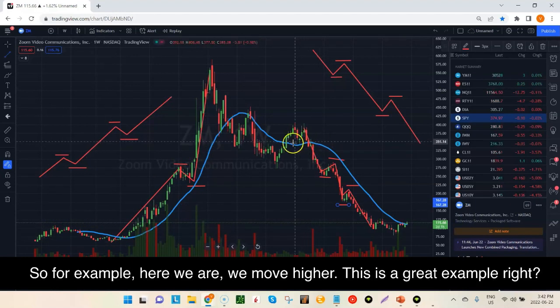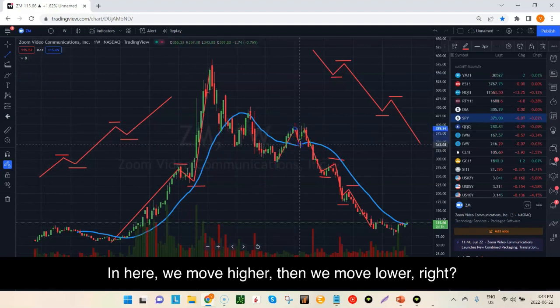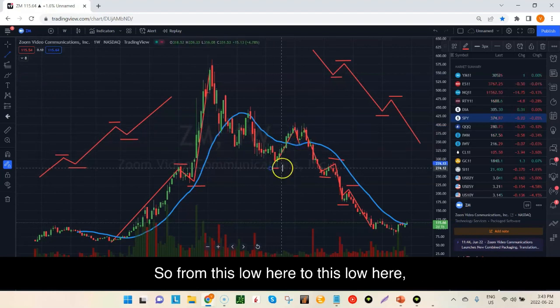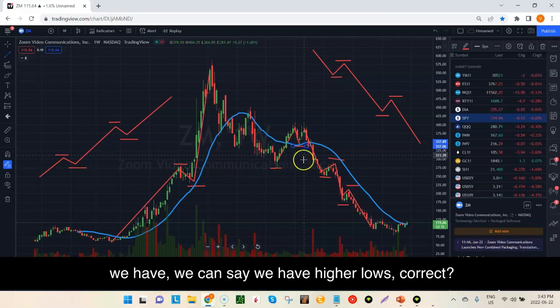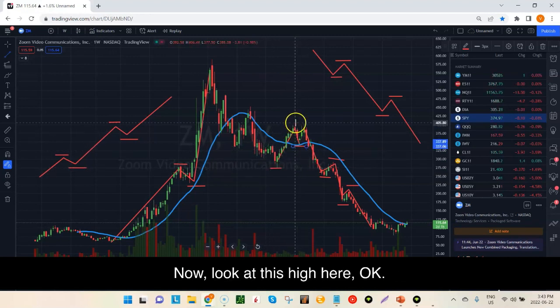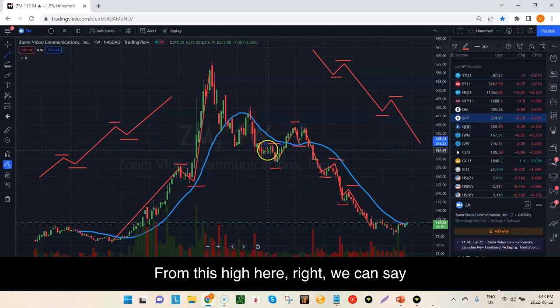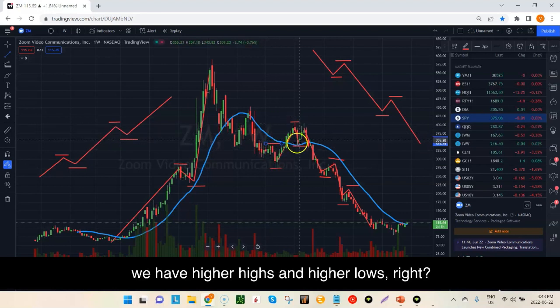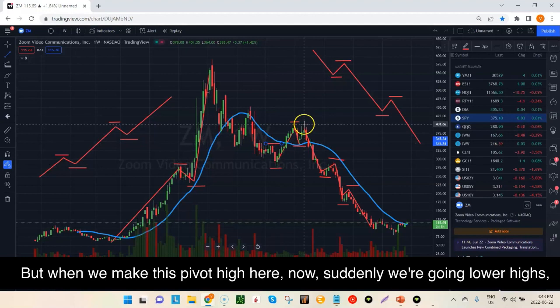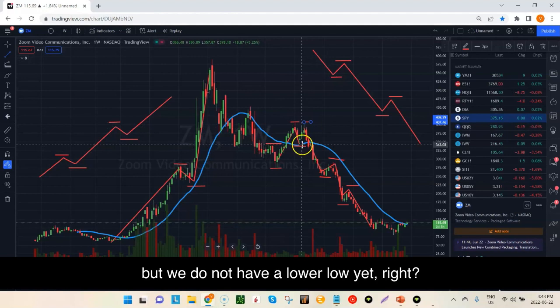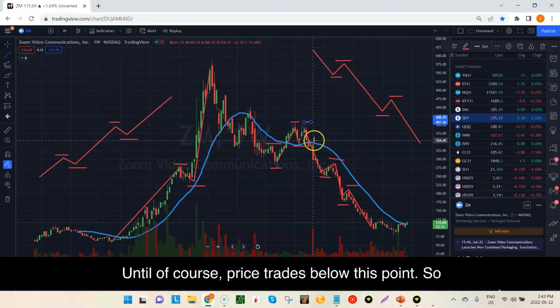Okay, so for example, here we are, we move higher. This is a great example right in here. We move higher, then we move lower, right? So from this low here to this low here, we can say we have higher lows, correct? Now, look at this high here, okay? From this high here, right, we can say we have higher highs and higher lows, right? But when we make this pivot high here, now suddenly we're going lower highs. But we do not have a lower low yet, right? Until, of course, price trades below this point.